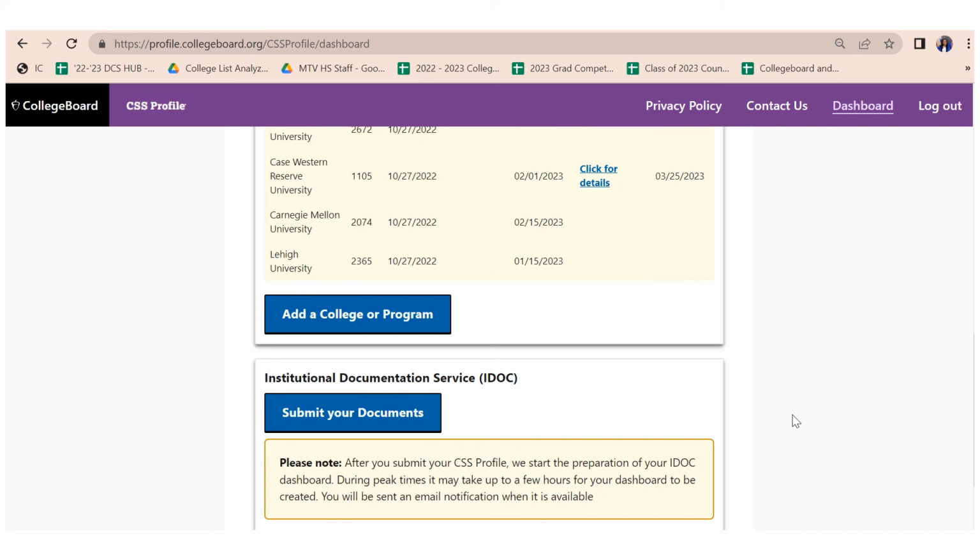Now, every school has different requirements, but you will click on that, and then you're going to be prompted to upload copies of your actual 2021 taxes, as well as W-2 forms, as well as completing some additional statements depending on each college's individual requirements. So let me show you what that could look like.